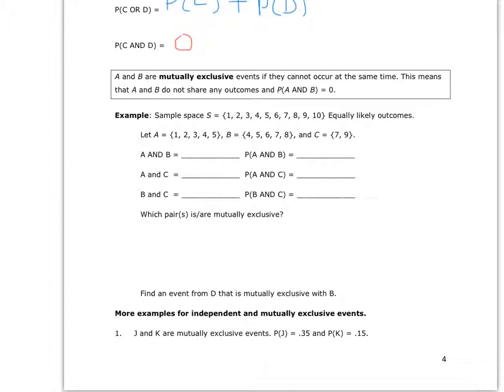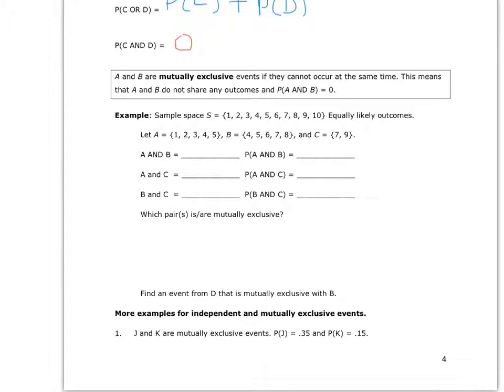Let's look at another example here. We have a sample space that includes the integers 1 to 10, and we're going to assume equally likely outcomes. We're going to let A equal 1 through 5, B equals 4 through 8, and C equals just 7 and 9.